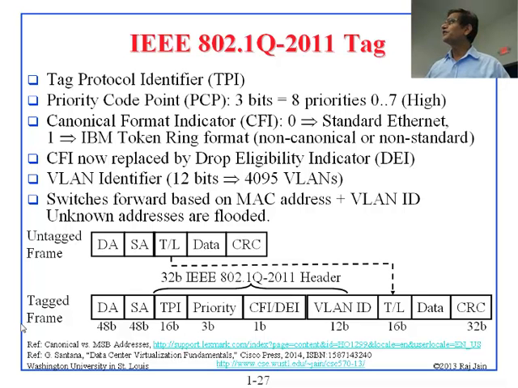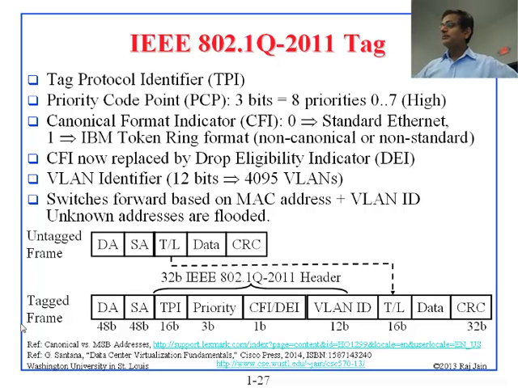So now it is used for DEI, drop eligibility indicator. That means this packet has a lower priority or high priority. If you get into trouble, throw this packet away. All right, 0 means good, 1 means no good. All right, so that is 1 bit.